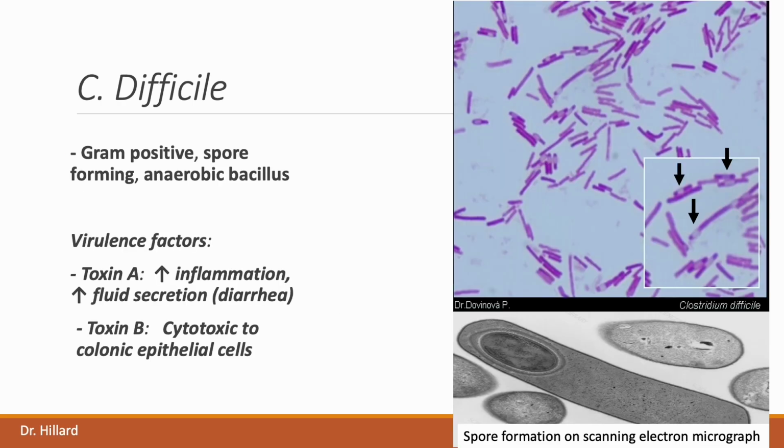C. difficile is a gram-positive, spore-forming anaerobic bacillus, features which are shared in general by Clostridium bacteria. In this gram stain, you can see purple gram-positive rods or bacilli, which have spaces consistent with spore formation. If you examine such bacteria at very high power with electron microscopy, these spores can be better visualized as seen here. The two key toxins of C. difficile are, of course, toxin A, which increases inflammation and fluid secretion, and toxin B, which is directly cytotoxic to colonic epithelial cells.